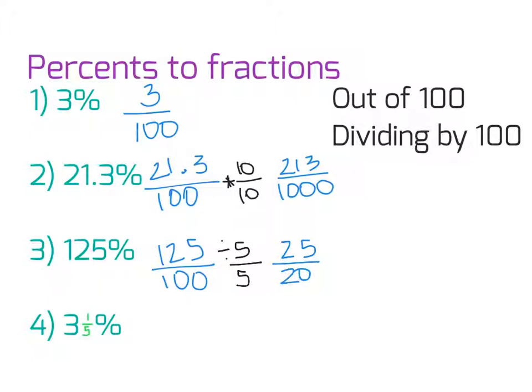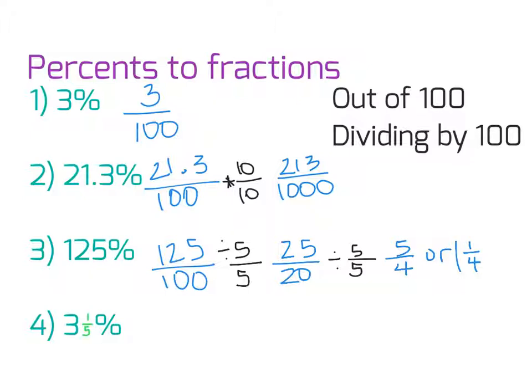25 and 20 can still be simplified though, because one ends in a 5 and the other ends in a 0. So once again, it's still divisible by 5. So I'm going to divide my numerator and denominator by 5, and I will get that is 5 over 4. You can leave your answer like this or switch it to a mixed number, which would be 1 1/4.